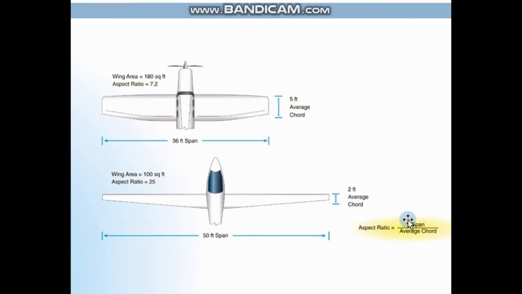When we take the wingspan of 63 and divide by the average chord of 5, we find the aspect ratio. And here we have a second example. The wingspan is 50 feet and the average chord is 2 feet. When you divide 50 by 2, you find that the aspect ratio is 25, and this is the meaning of the aspect ratio.